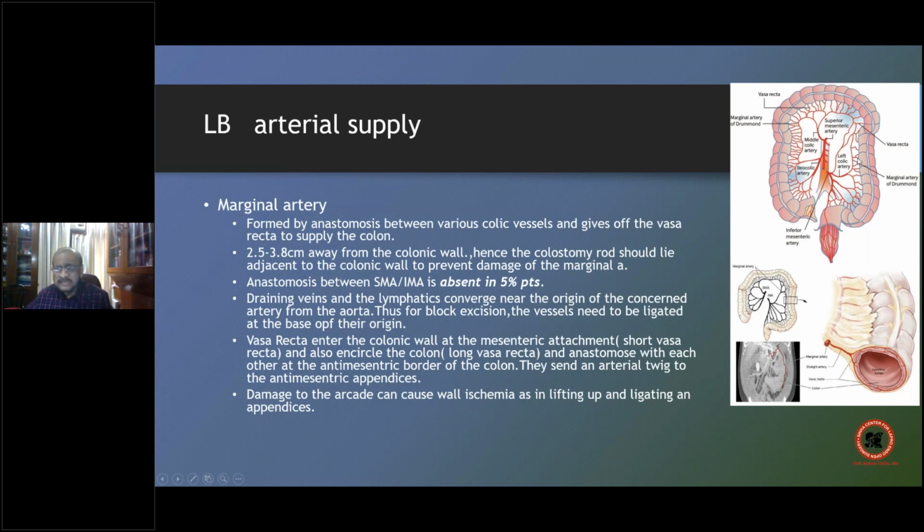Now, these vasa rectas are of two types. Number one, short, which are entering. See this vasa recta entering through the mesentery and entering through the vessel wall out here, creating those weak areas from where you get the diverticulosis. We'll talk about that in one of the subsequent lectures.